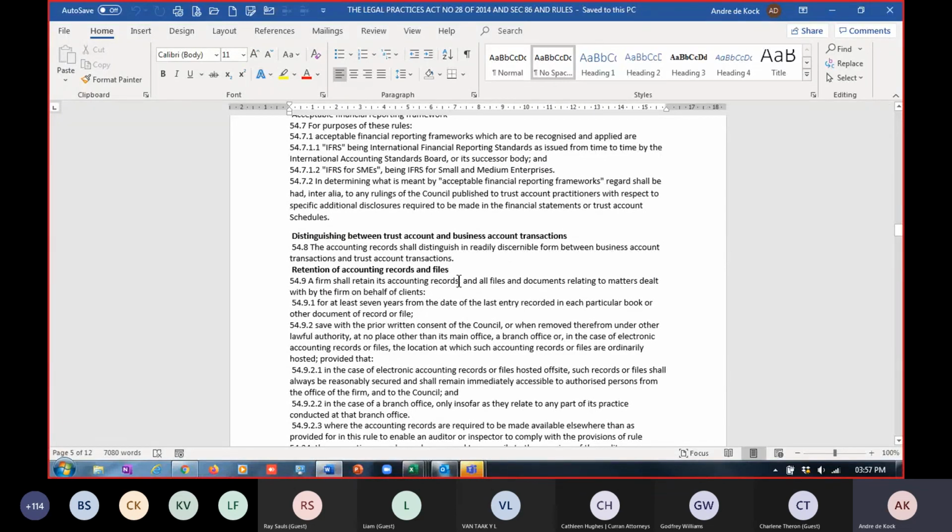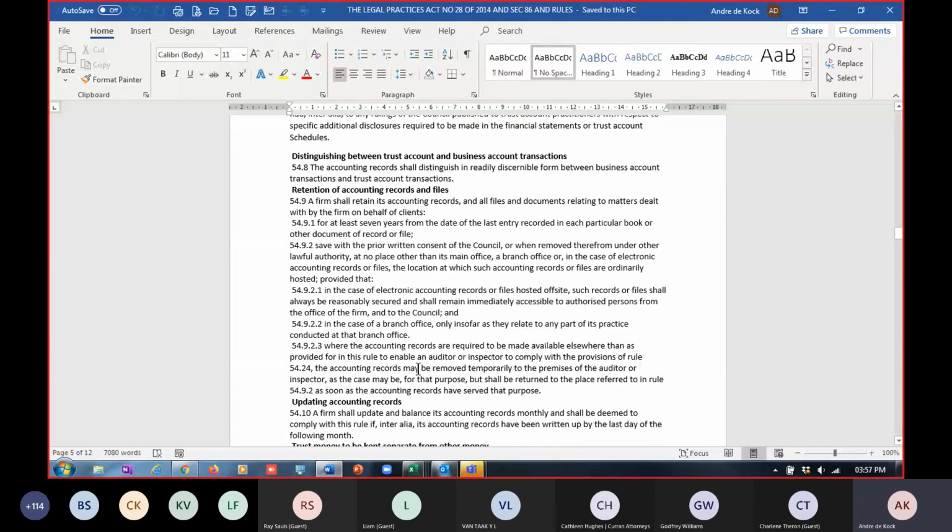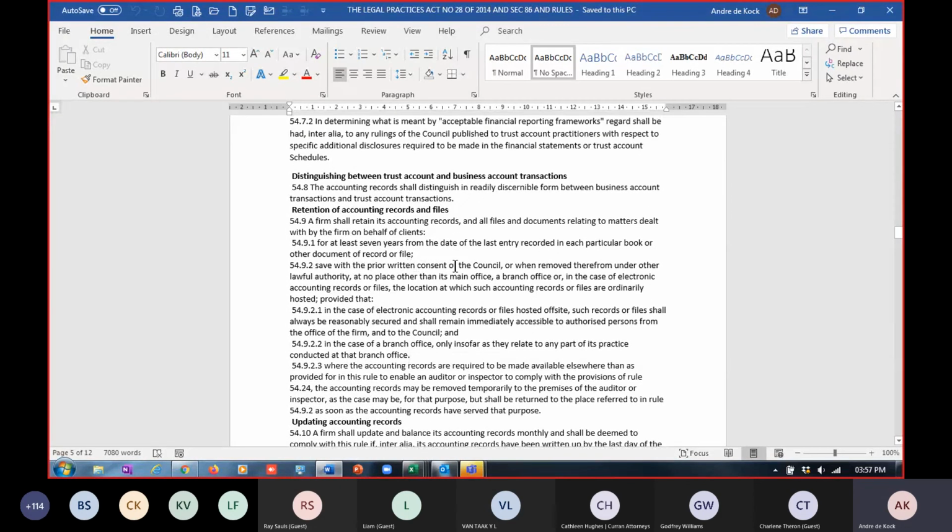The firm shall retain its accounting records and all the files and documents relating to matters dealt with for at least 7 years from the date of the last entry recorded in each particular book or other document. Where may you keep it? Save with the prior written consent, it must be at no place other than its main office and a branch office, or in the case of electronic accounting records, the location at which such accounting records or files are hosted. In the case of electronic, such records shall always be reasonably secured and shall remain immediately accessible to authorized persons from the office of the firm and to the council.